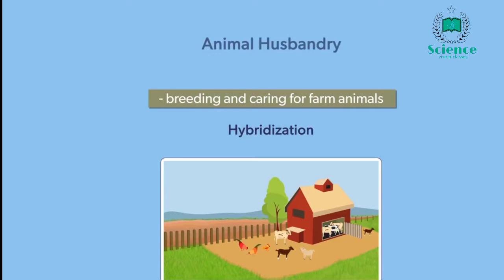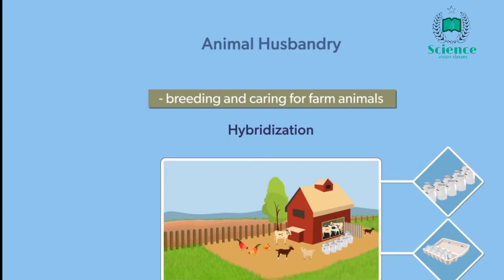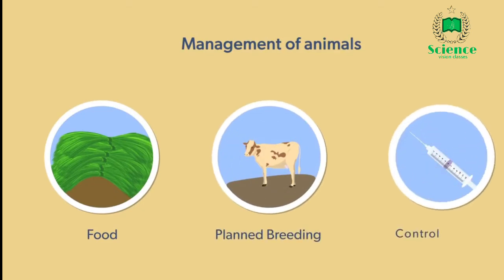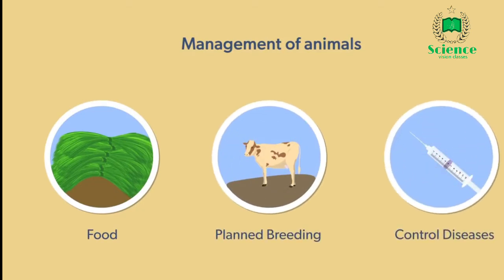The answer is quite simple. It is to ensure good qualities of animals which prove advantageous to humans. What all does the management of animals then involve? It involves work in three distinct areas. Animals need to be fed, breeding of animals is planned, and diseases that attack animals must be controlled.